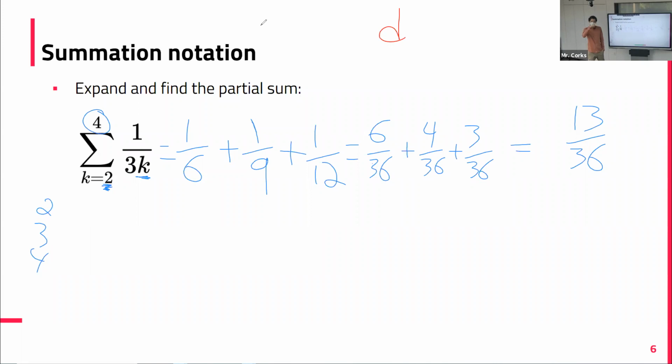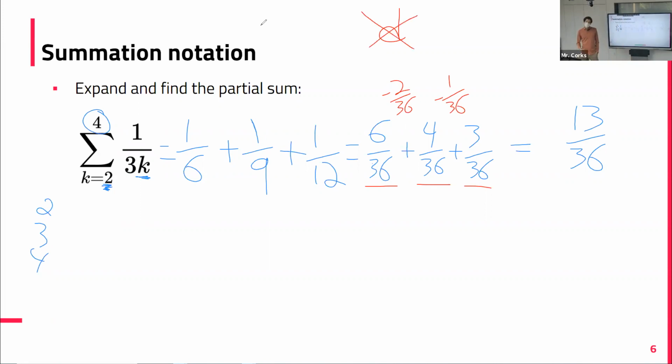We need to be able to add the same thing each time. Going from this 6/36 to 4/36, what are we adding or subtracting? Okay, so this is minus 2/36. And if we look at the next pair, well, that's minus 1/36. Not the same, not a common difference.